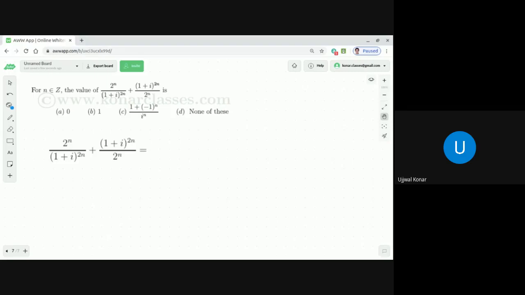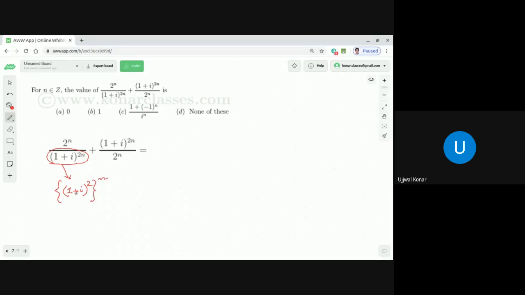Okay, I gave this task to you, so I'm just giving you the hints. What you need to do is, whatever you see, dear students, that (1 + i)^(2n), you need to express in the form of ((1 + i)^2)^n.